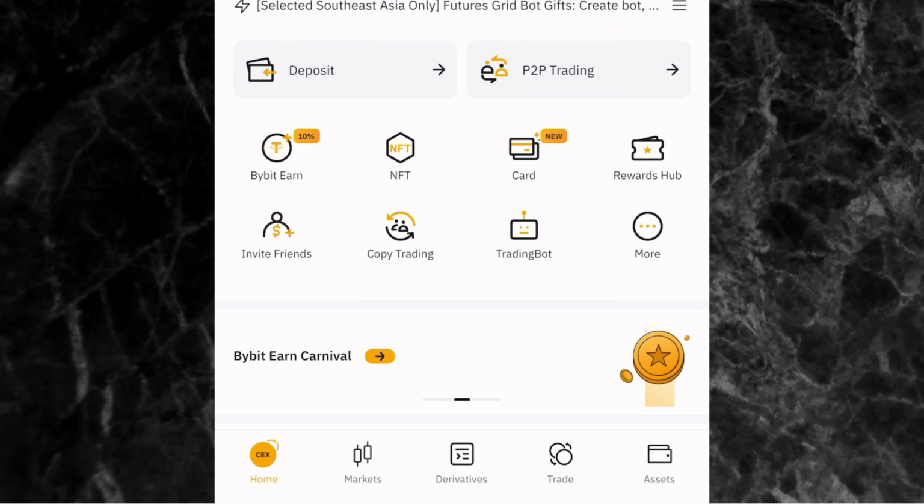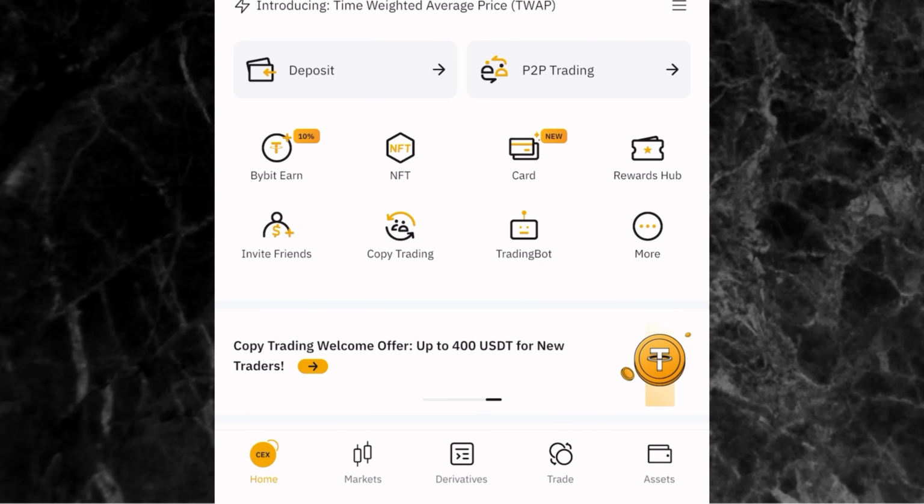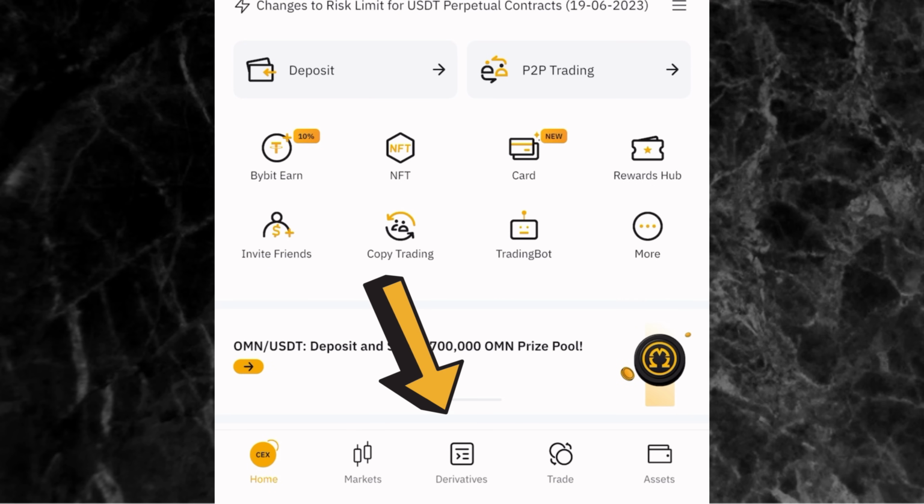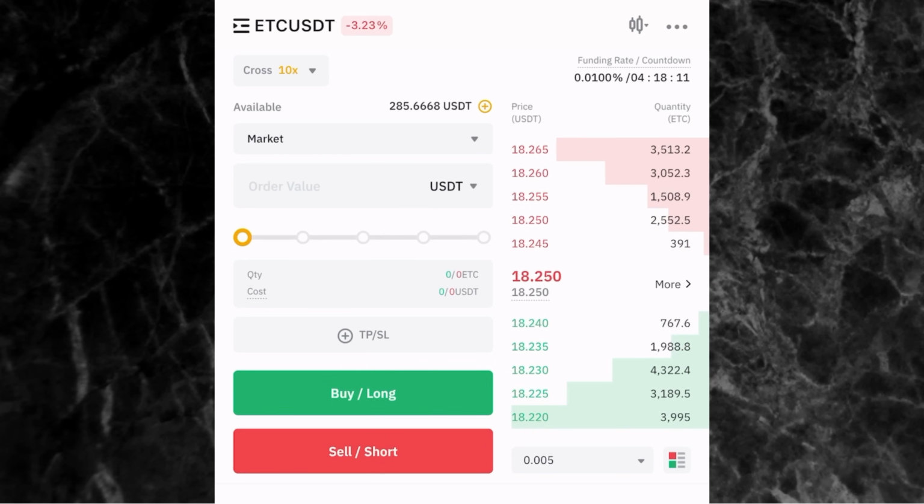Now, as you can see on the screen, I'm on the home page of the Bybit app. And to get to the derivatives trading page on the Bybit app, you tap on where the arrow is pointing to where you have derivatives, and it will take you to the derivatives trading page on Bybit.